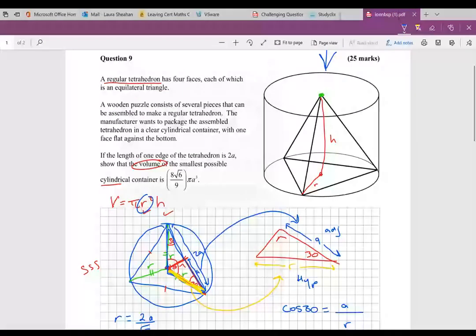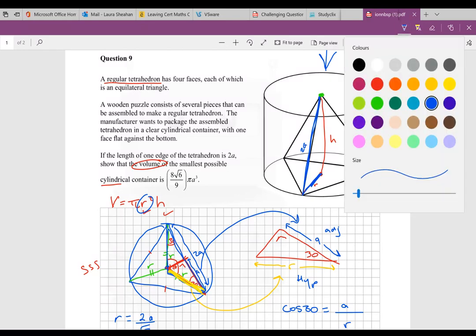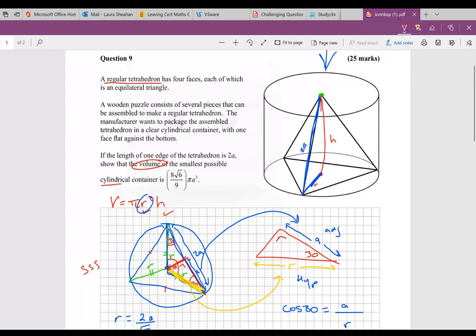Now I'm going to go back to my 3D shape. I know my radius. I actually also know this line because remember it's a regular tetrahedron, so all of its sides are exactly the same. So 2A. And this red line here is a right angle because it's up straight. So this triangle here is actually a right angle triangle also.